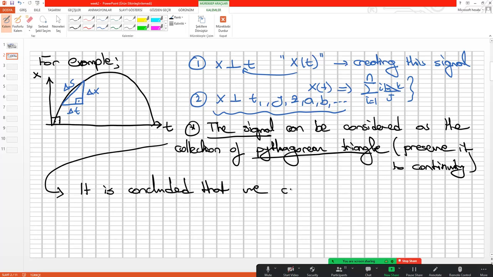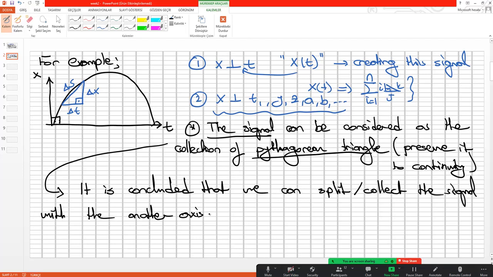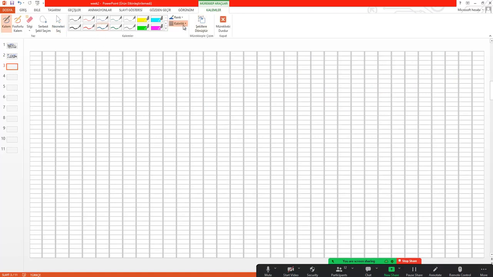we can split or collect the signal with another axis, features or functions or signal, because in each case this Pythagorean triangle just reacts or interacts with this signal or function or feature or axis. Okay. And so Newton used that idea in here.